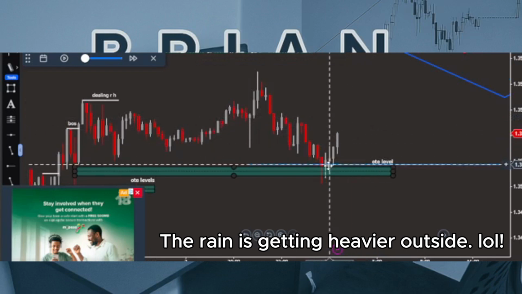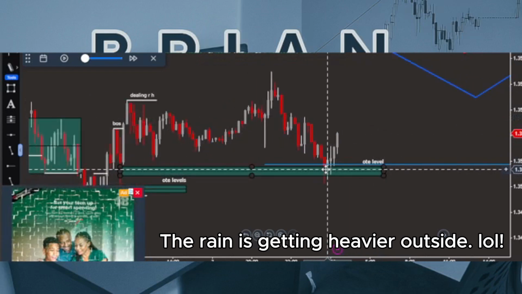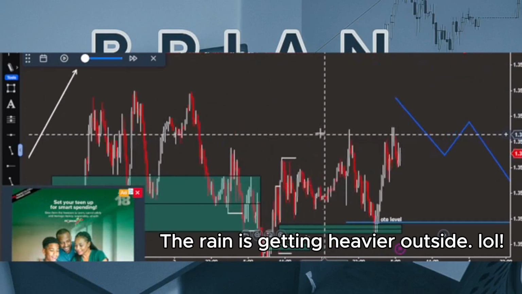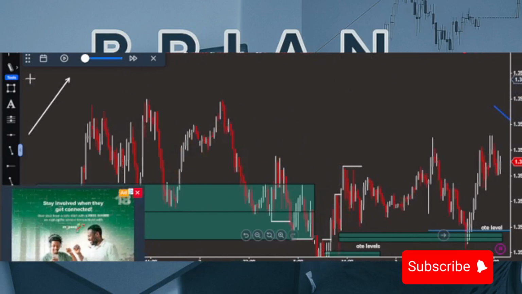Nice reaction at the OTE level. Now we have our second entry. For this case, my targets were these buy side liquidities.